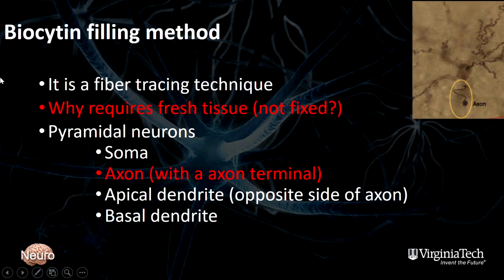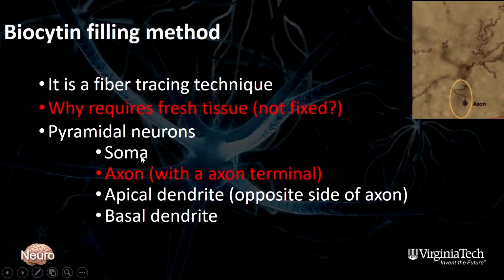So when we're preparing the slide, we have to make sure that the brain tissue that we collected is fresh, because this technique requires us to inject a dye into a neuron, and this dye has to be able to flow to fill up all over the neuron. If the tissue is fixed, the dye will not be able to go anywhere because the cell content is going to be solid, right? So that's why this technique requires fresh tissue.